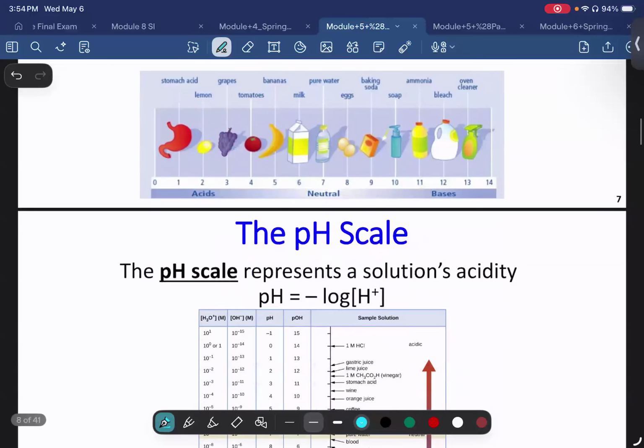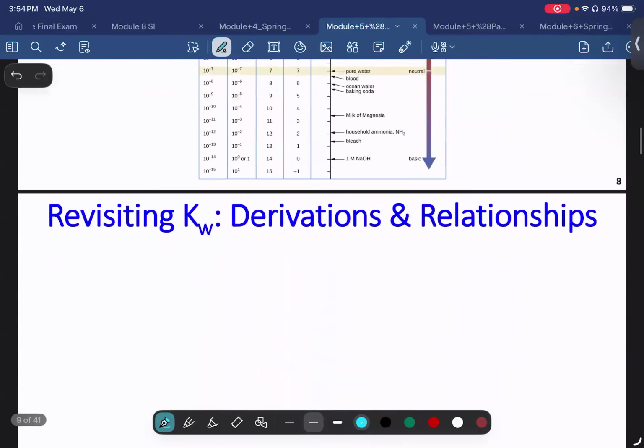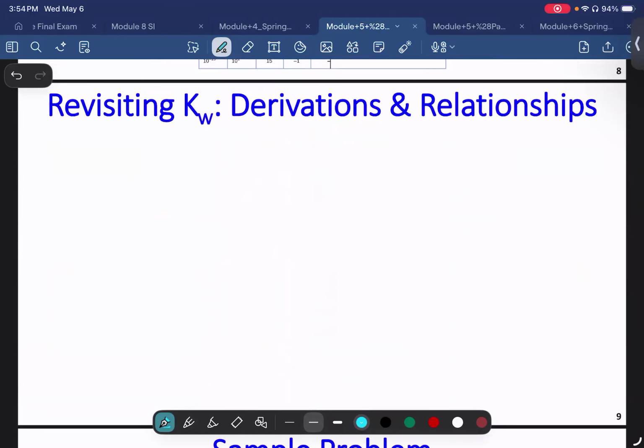And then pH and pOH, right? Negative log of H plus is pH, and negative log of OH minus is pOH. With it being at 25 degrees Celsius, you can get a formula of 14 equals pH plus pOH.